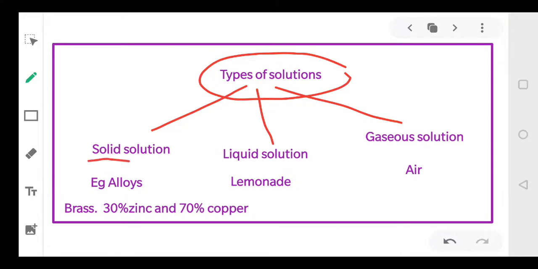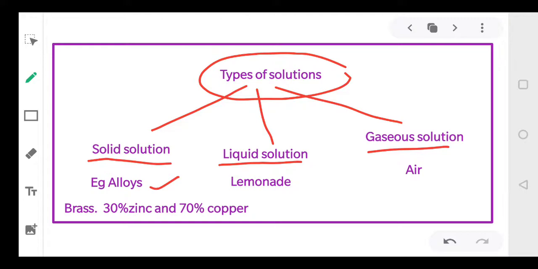One is solid solution. Solid solution means when we mix solid with solid, right? Second, we will have liquid solutions. Third, we will have gaseous solutions. So solid solution means we will mix solid and solid, for example, your alloys. Alloys are nothing but mixtures of two metals or a metal and a non-metal.